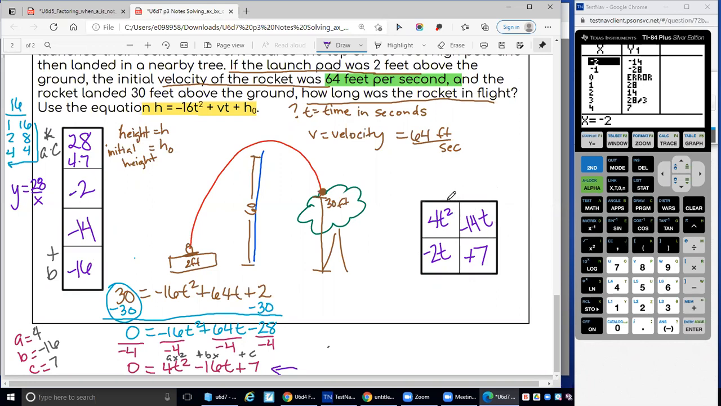So let's go ahead. Let's start off with, I don't know, this one looks easiest to me. 4t squared and negative 2t. What do they have in common? Let me ask Conrad. Do you know what these two have in common? What factor?